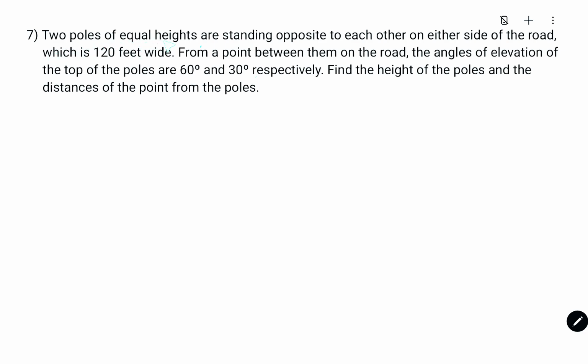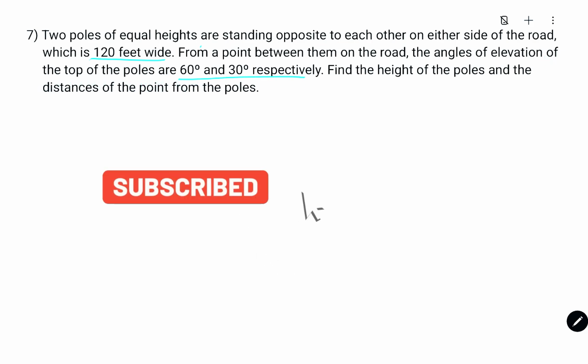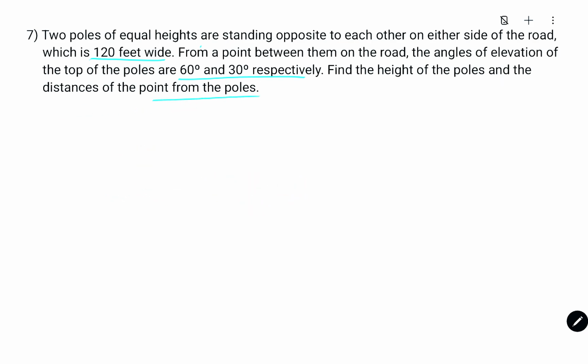7th question. Two poles of equal heights are standing opposite to each other on either side of the road, which is 120 feet wide. From a point between them on the road, the angle of elevation of the top of the poles are 60 degrees and 30 degrees respectively. Find the height of the poles and the distance of the point from the poles. Here we need to find two values. First one is height and other one is the distance of point from the two poles.